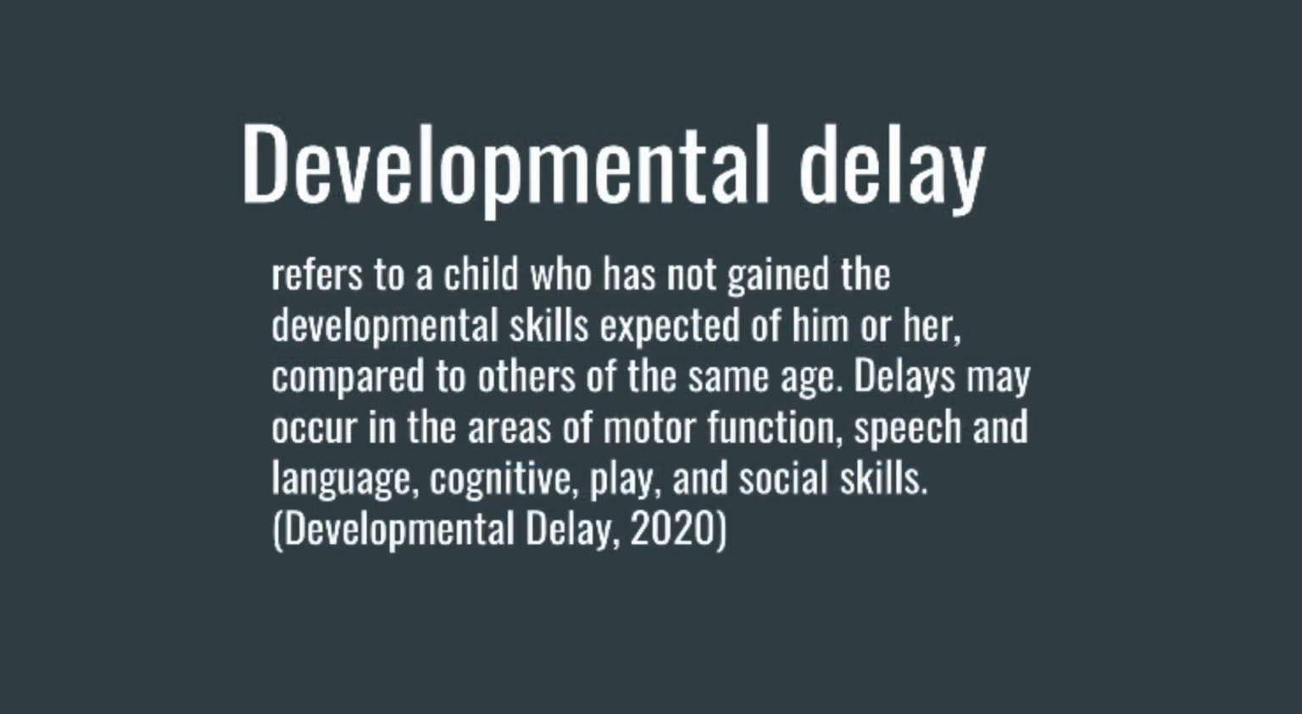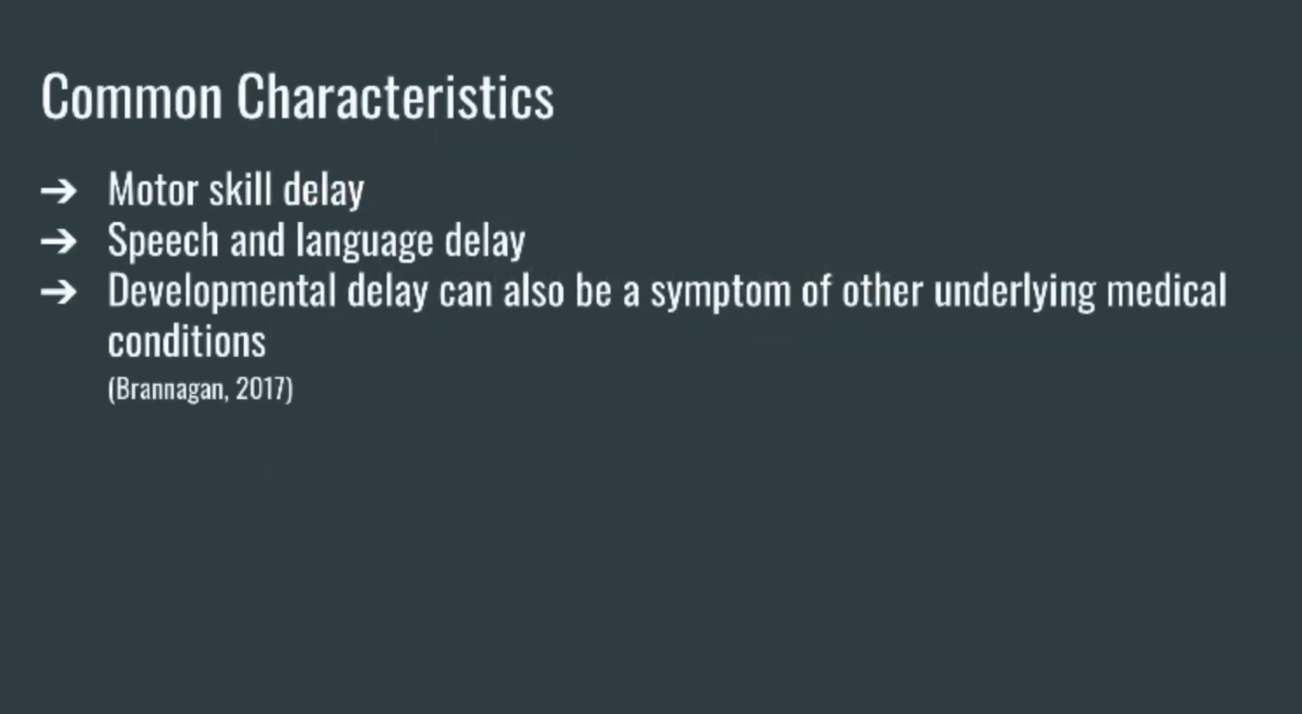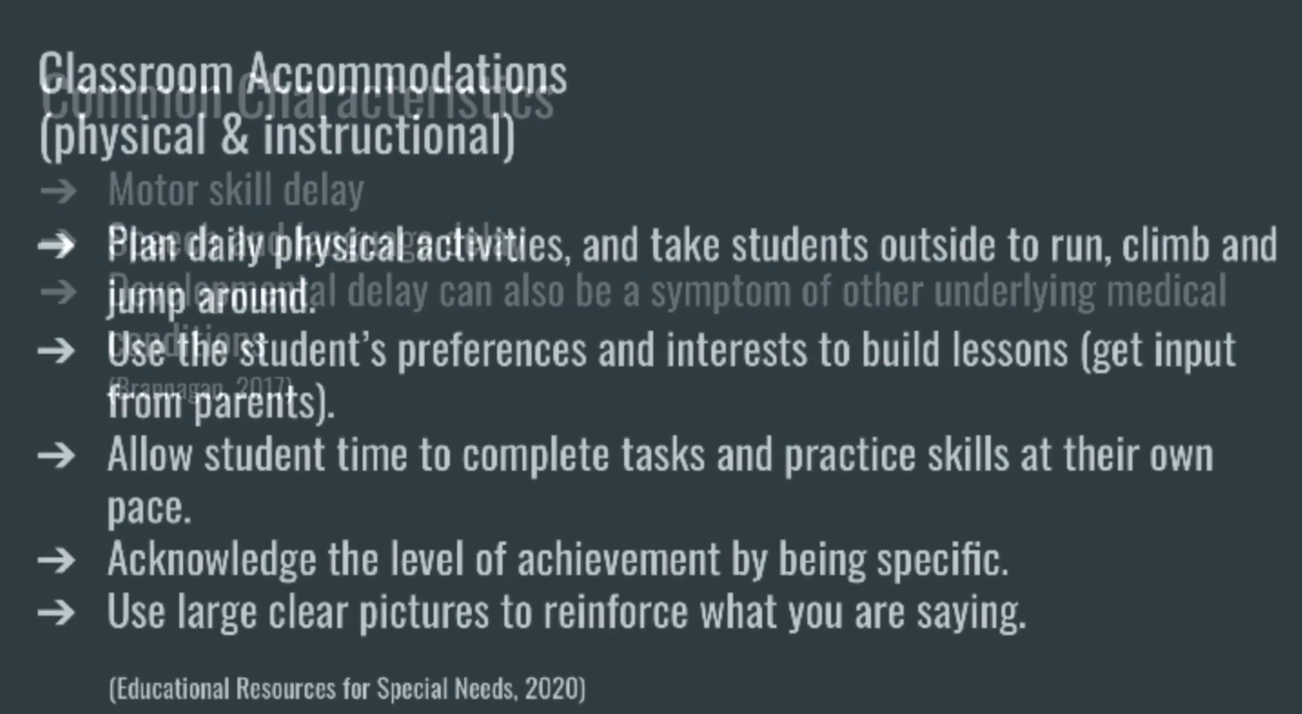So another example of an intellectual disability is developmental delay, which fetal alcohol syndrome also falls under. A developmental delay refers to a child who has not gained the developmental skills expected of him or her compared to others of the same age. Delays may occur in areas of motor function, speech and language, cognitive, play, and social skills. So common characteristics of this would be motor skill delay, speech and language delay, and developmental delay can also be a symptom of other underlying medical conditions.